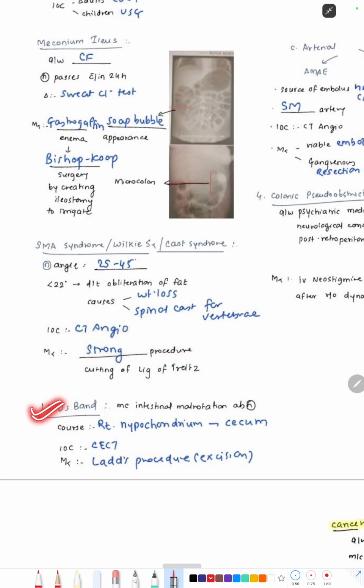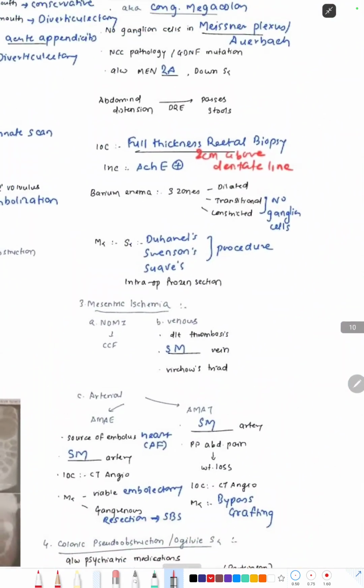Then there is a Ladd's band. Ladd's band is the most common intestinal malrotation abnormality. The course of the Ladd's band is from the right hypochondrium up to the cecum, and investigation of choice is CECT. Management for this is the Ladd's procedure, wherein the excision of the Ladd's band is done.